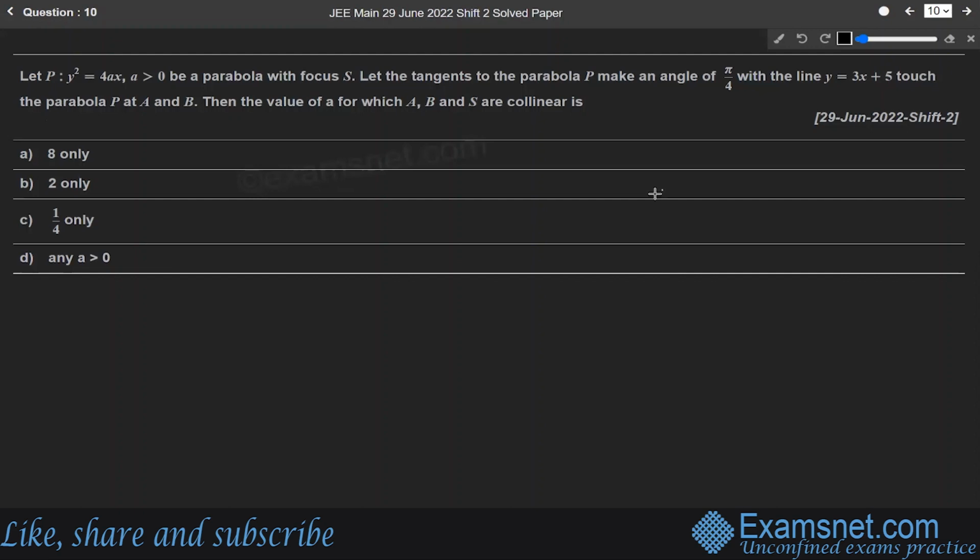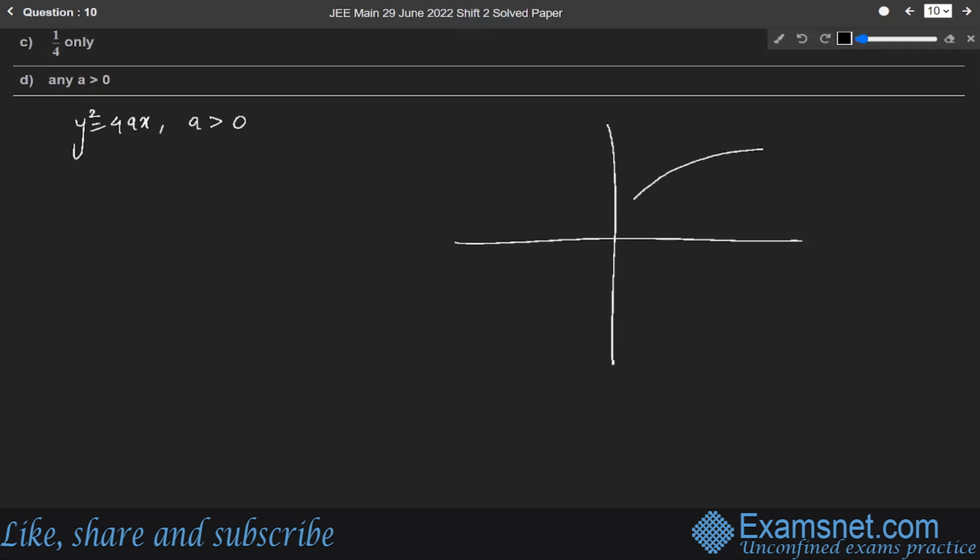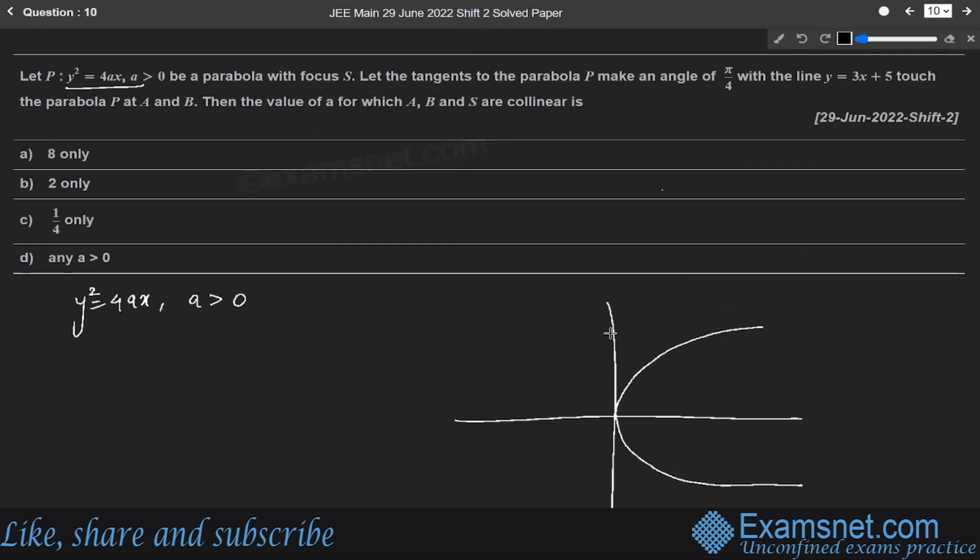It is given that we have a parabola whose equation is y square is equal to 4ax. So let us consider this as the coordinate axis. Since the equation of parabola is in the form of y square is equal to 4ax and a is greater than 0, it means that the parabola will lie here. So consider it as the given parabola. It is also given in the question that there are two different tangents to the parabola which make an angle of pi by 4 with the line y is equal to 3x plus 5, right?